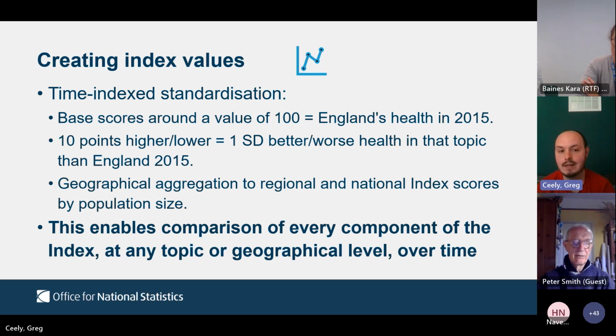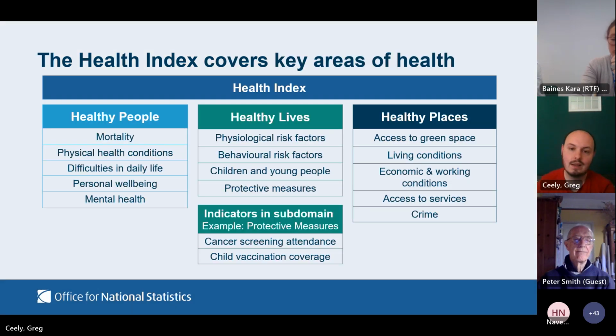And year on year, a higher score than the previous year for that same area, or the same year for a different geography, means that your health is better than that area or time you're comparing to. Following all of these data and stats jiggery-pokery, we're left with a health index which covers the key areas of health, hopefully. It combines data from over 50 data sources to produce a single independent measure of health.